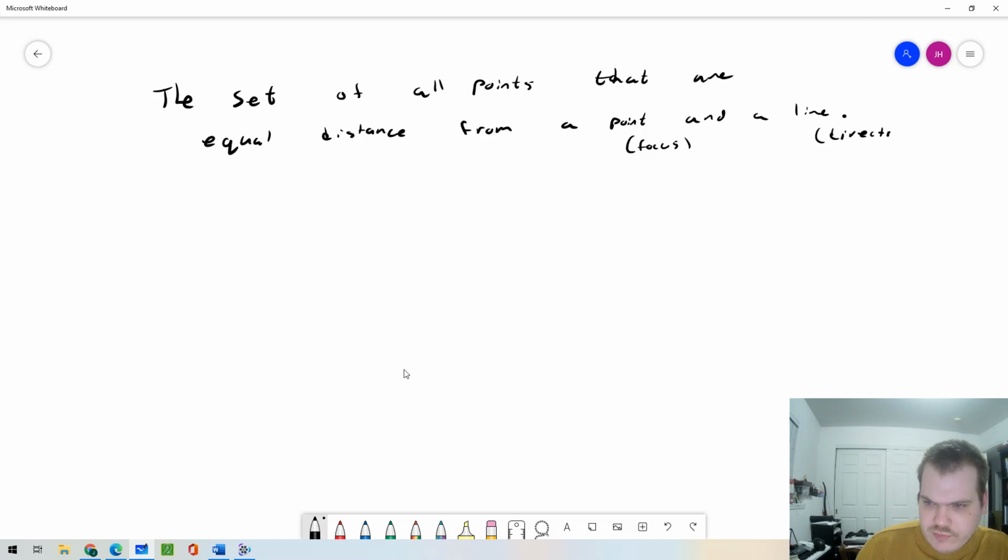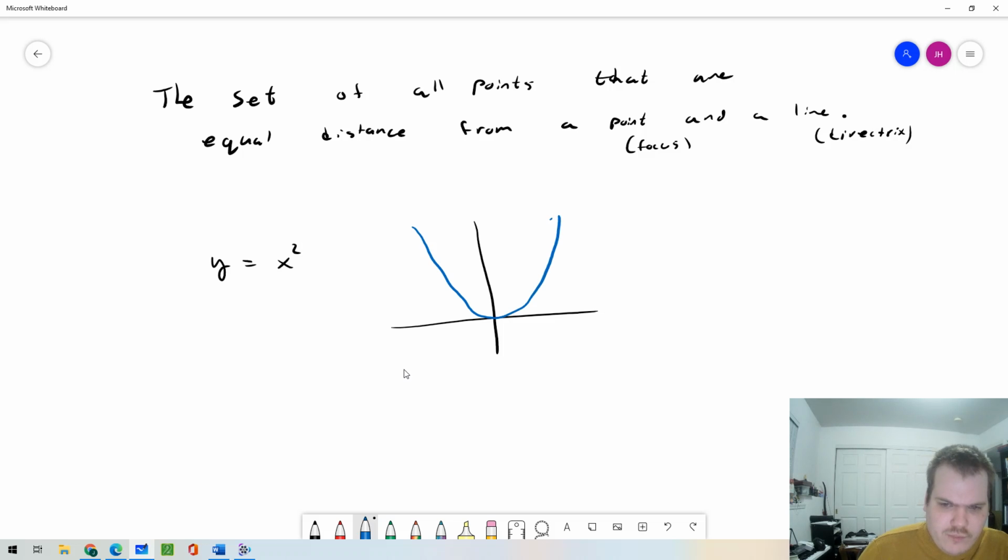So let's get a picture of what's going on here. And for right now, let's just use our basics. If I'm going to look at y equals x squared, it looks something like this. I'll put it in blue right here. Now, every parabola has a focus and a directrix. Even if we didn't talk about it before, they're there. That's the definition of a parabola. They're equidistant from a point and a line.